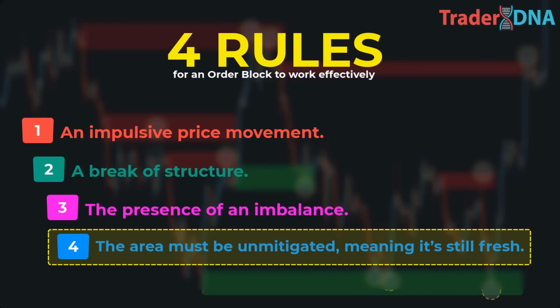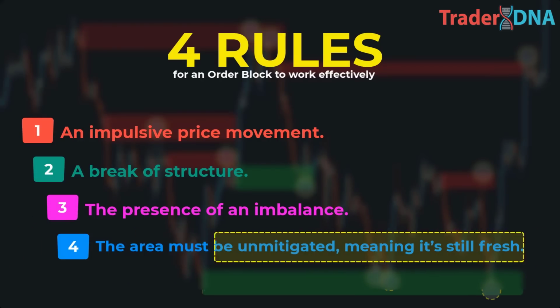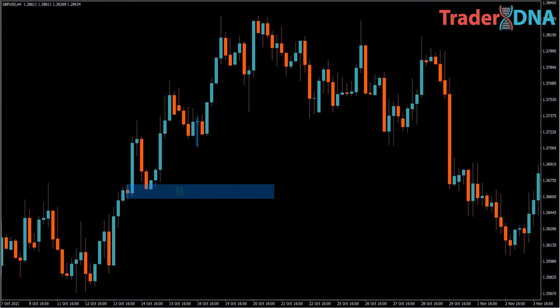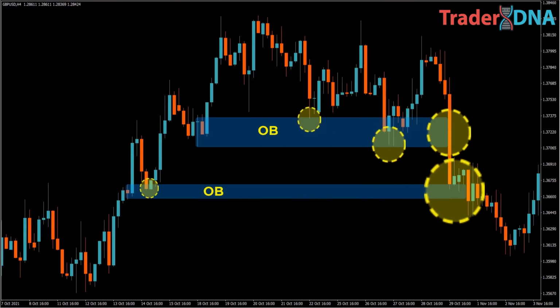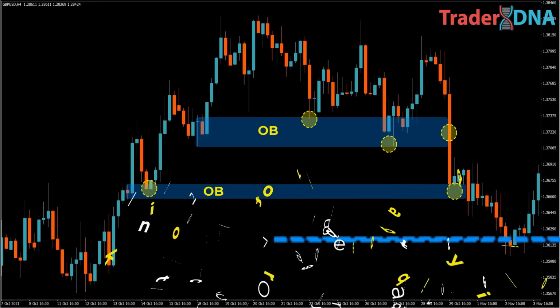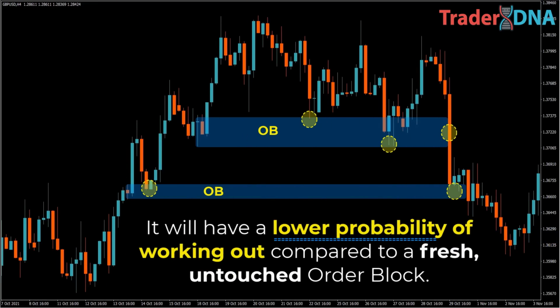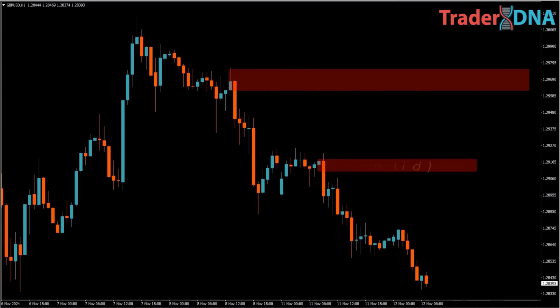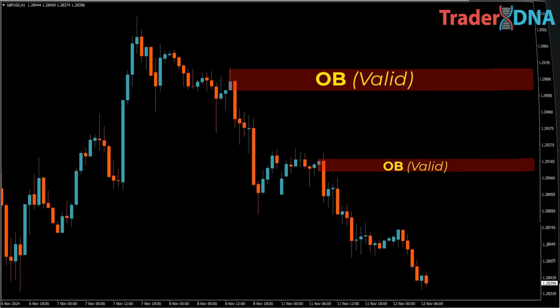The order block must be unmitigated, or in other words, still fresh. Order blocks should ideally be used only once. If the price has already reacted to the order block in the past, it's better not to enter again on the next touch. I'm not saying the area will definitely fail, but it will have a lower probability of working out compared to a fresh, untouched order block. That's why it's essential to focus on unmitigated areas, order blocks that haven't been interacted with yet, because they offer higher potential for a strong price reaction and therefore a better chance for success in your trades.